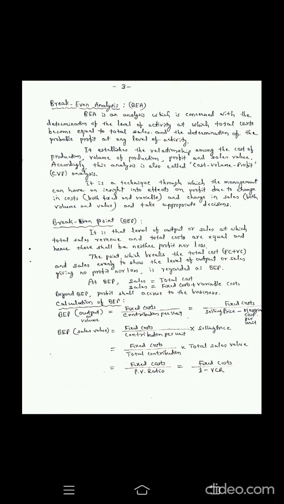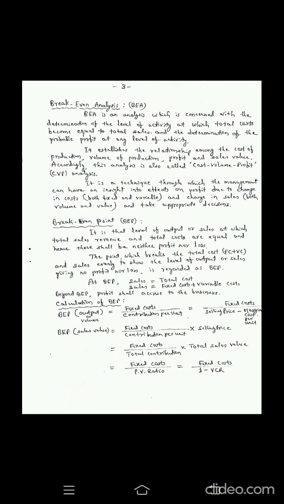Remember, contribution may be considered per unit, or total contribution may also be considered. When we consider selling price, we have to consider contribution per unit. When we consider total sales value, we have to consider total contribution. So fixed cost divided by contribution per unit into selling price, or fixed cost divided by total contribution into total sales value.